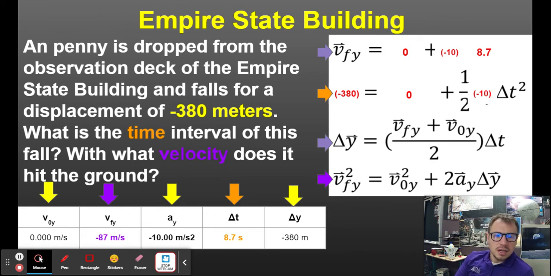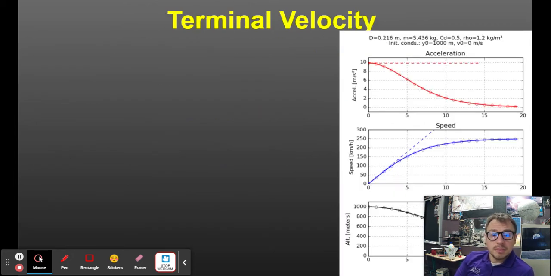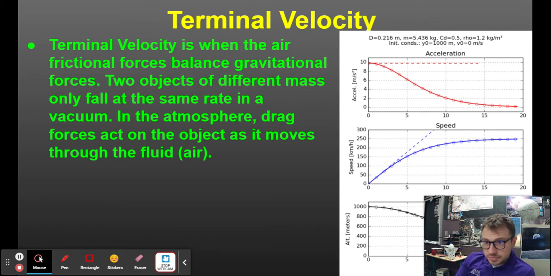Now, what does this all mean? That's not enough to kill somebody. It'll sting somebody, but obviously, disclaimer, don't do this. But it's not, and it's because there is some air resistance, right? So that brings us to terminal velocity.